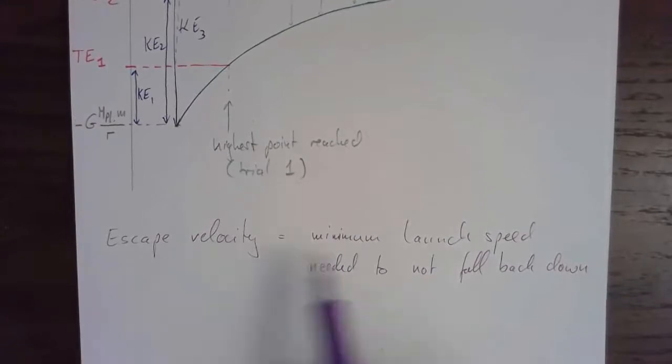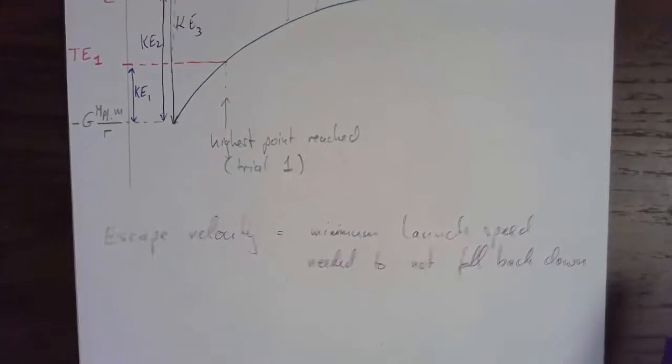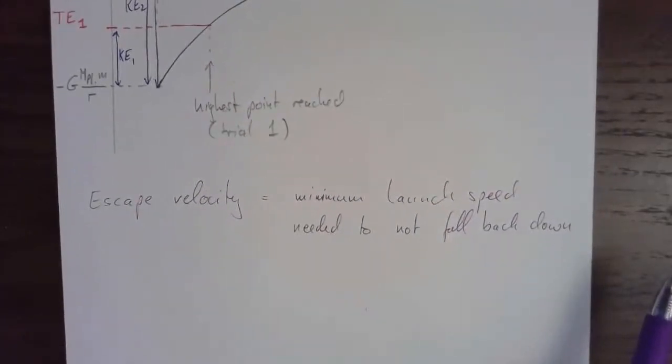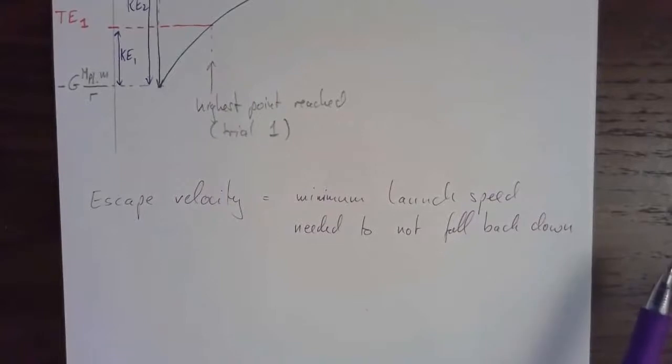And I know it's called escape velocity and then the launch speed. Velocity is just a value. It's kind of a misnomer. It should be called the escape speed. But normally it's called the escape velocity.